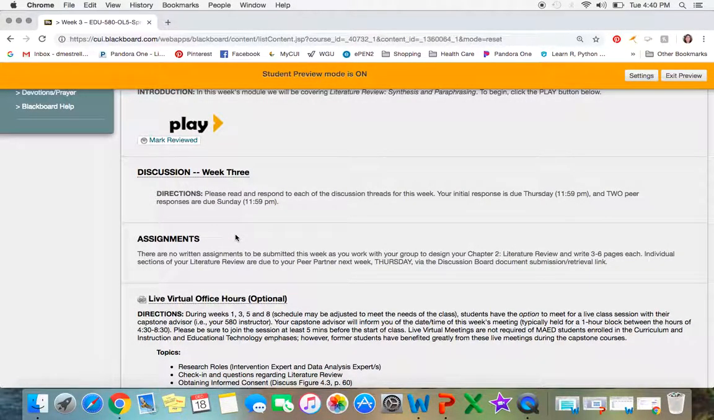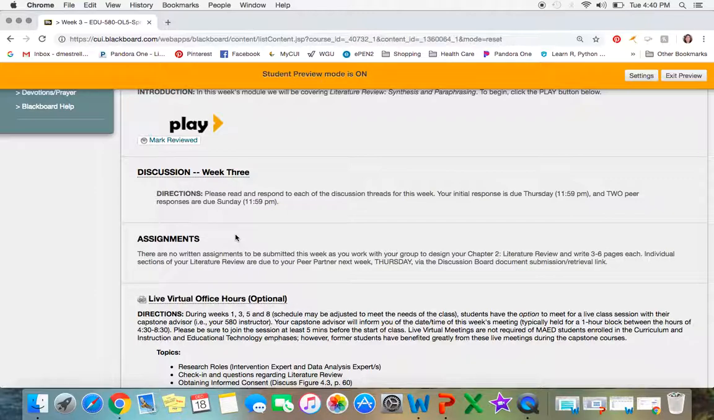This week there are no formal written assignments, but you should be working with your group to design your Chapter 2, which is your literature review. Each of you will write 3 to 6 pages. So by now you should have collaborated with your group members and decided which sections each of you will take and be responsible for. Each of you will write 3 to 6 pages on your separate topics. Remember, they will go together to form your Chapter 2.